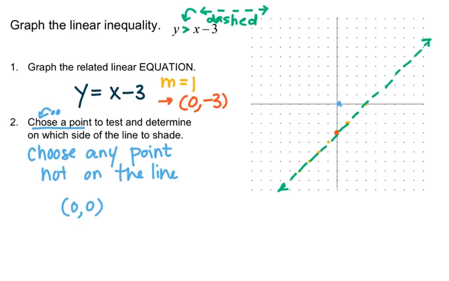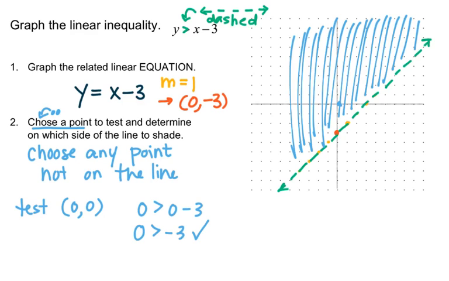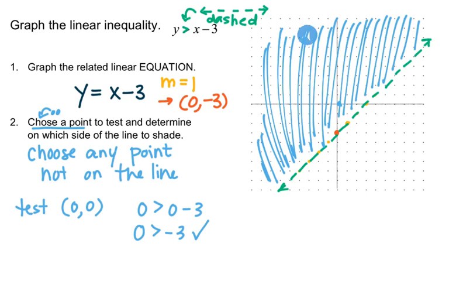So if I choose 0, 0 to test, well, y being 0 is greater than 0 minus 3. That simplifies to the fact that y is greater than negative 3, a true statement. That means the solution is any point, any ordered pair in this region I'm shading sort of above and to the left of this line. So any point over here in the blue region would give us a solution. Any point over here would not be a solution.